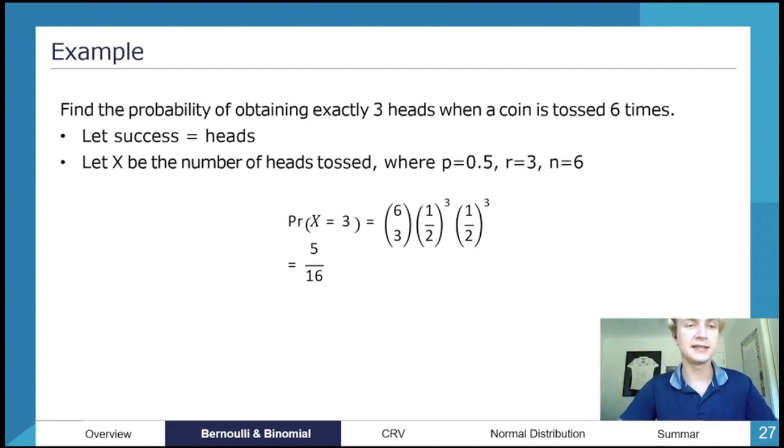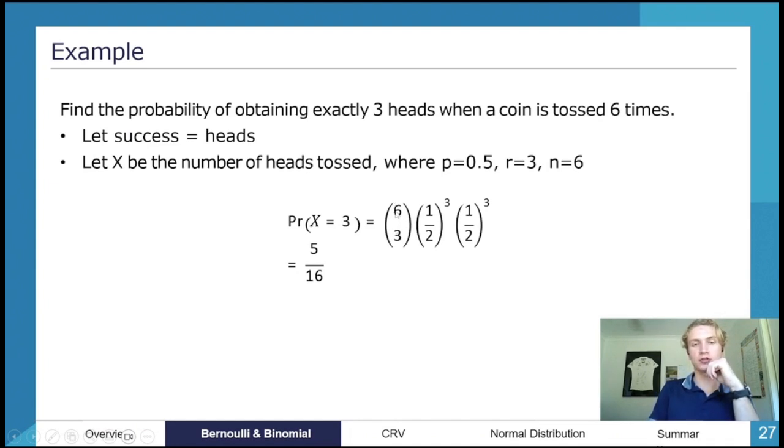Now, we're going to let success equal heads, and we're going to let x equal the number of heads we're going to observe, where the probability is 0.5, probability of failure is 0.5, r equals 3, and the number of trials equals 6. So the probability that x equals 3, now we just apply the formula in the formula sheet. And what we get is this combinatorics at the front where n equals 6 and r equals 3.